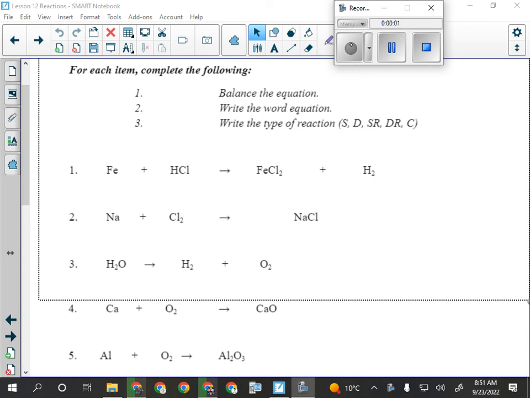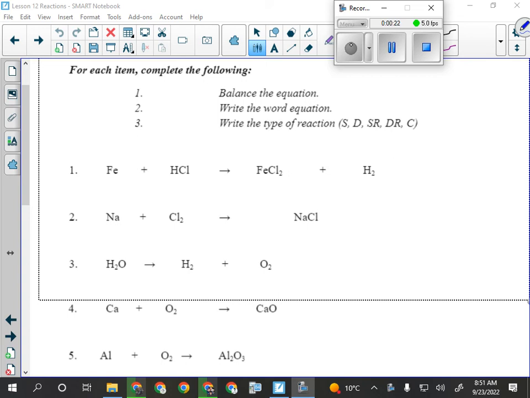Okay, so we went over 5 reaction types. The 5 reaction types for synthesis. Okay, synthesis is 2 elements combining to form a single compound, or in other cases it could be 2 compounds combining to form a single compound, but that's pretty rare. Okay, but we do have 1 or 2 of those actually in this sheet.